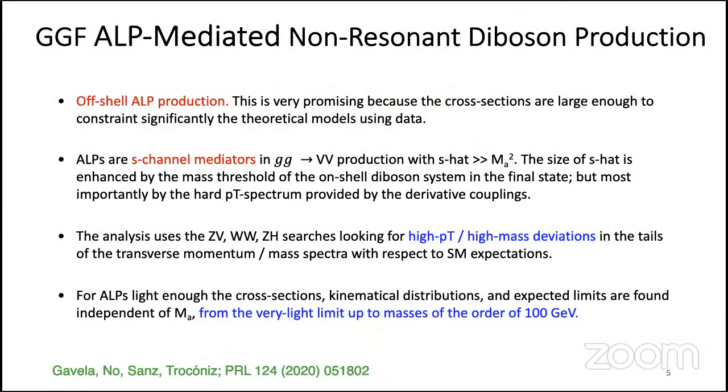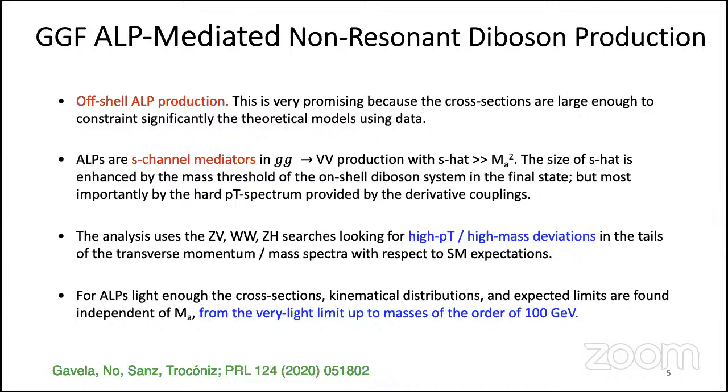This off-shell production is very promising because the cross sections are large enough to constrain the theoretical models significantly using data. The ALP in this kind of process is an s-channel mediator in the gluon-gluon to diboson production, with the energy of the system much greater than the square of the mass of the ALP. The size of s-hat is enhanced by the mass threshold of the on-shell diboson system, but most importantly by the high pT spectrum provided by the derivative couplings.